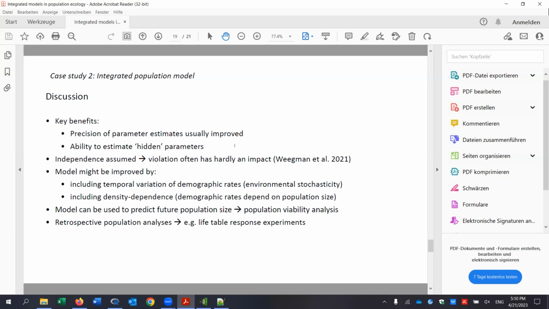What can be done is also retrospective population analysis, so life table response experiments. This was also mentioned a couple of times here in the conference. That's something that you will not do inside the integrated population model. So you will take the estimates from the integrated population models and then do this life table response experiment afterwards.